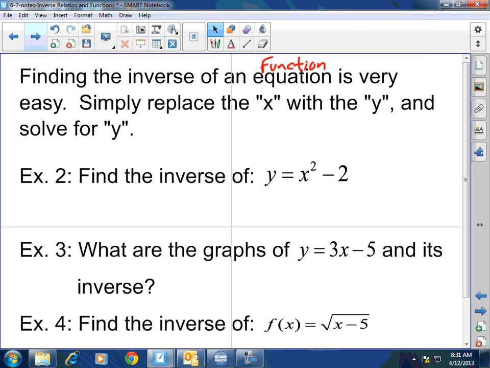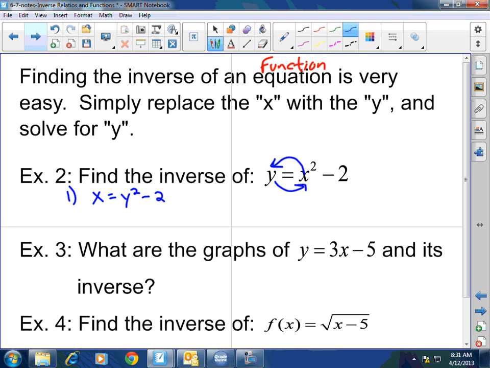Literally. So, for example, find the inverse of y equals x squared minus 2. Okay, step 1. Replace the x with the y and the y with the x. So now I'm going to have x equals y squared minus 2. I switched the x, I put it to where the y was, and I put the y to where the x was. Does everyone see that so far, gentlemen? Promise? Okay.